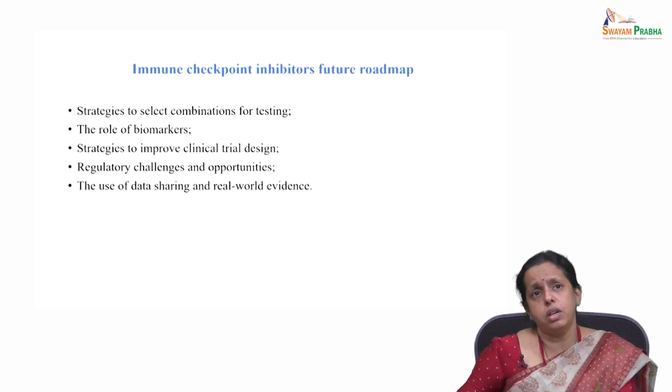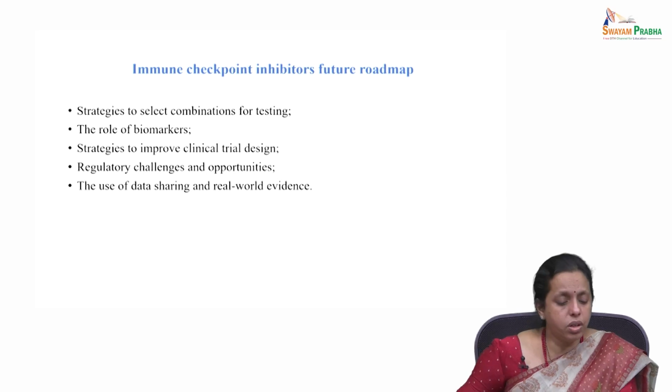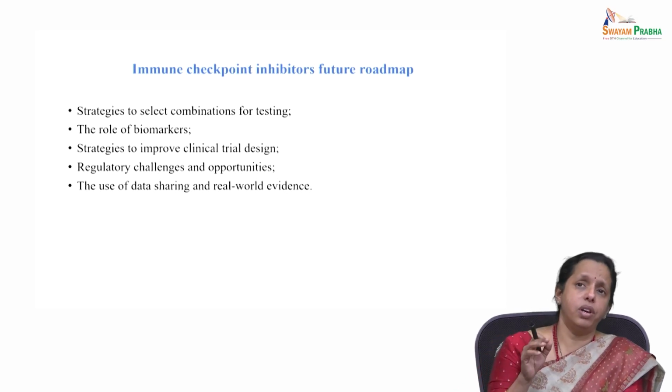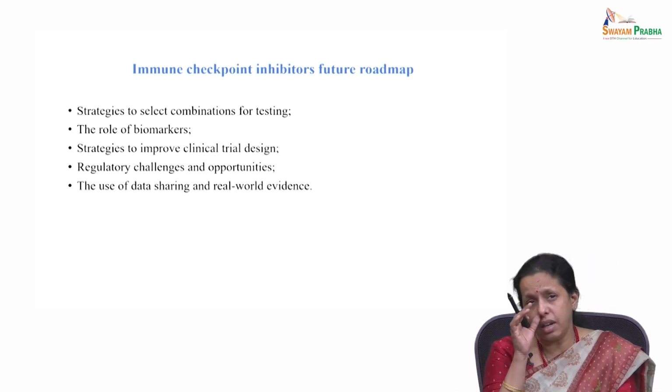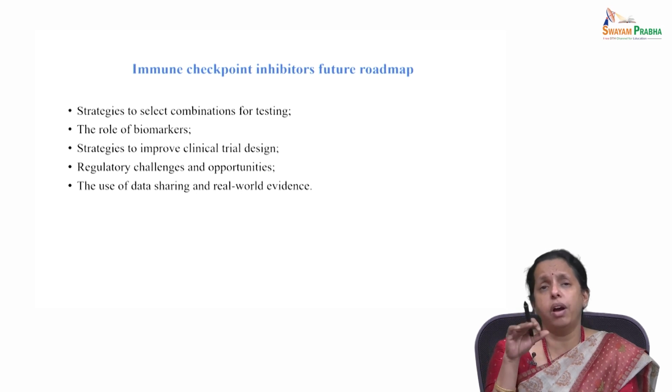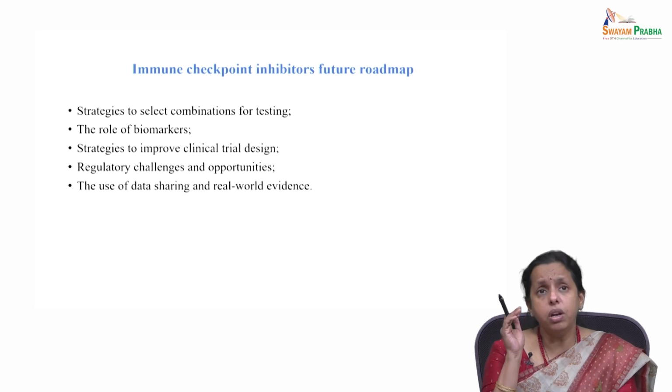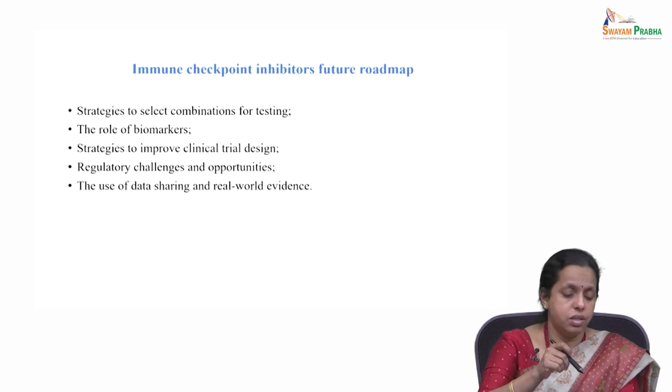So, now what is the future roadmap for these immune checkpoint inhibitors? Do we need strategies to select combinations for testing? As I said before, we just discussed only 2 drugs, but what about if you have many more? Yes, we have many more drugs. How do you have a strategy for selecting? Yes, this is very, very important.